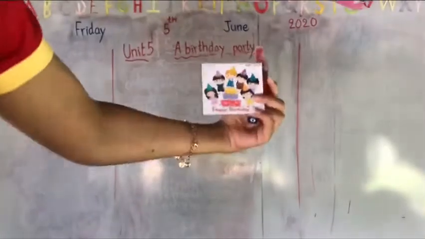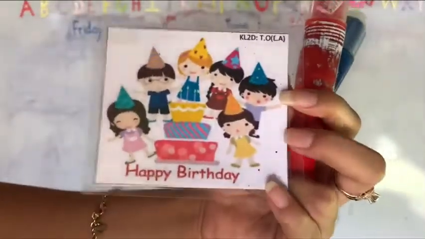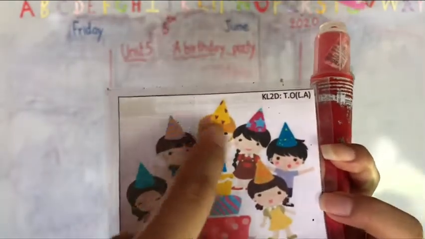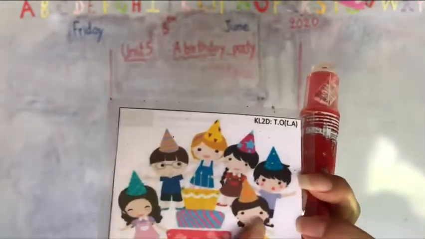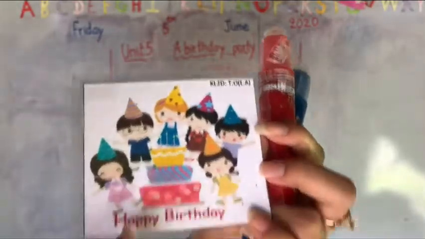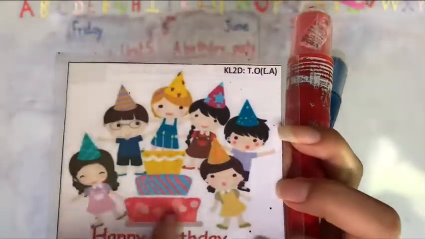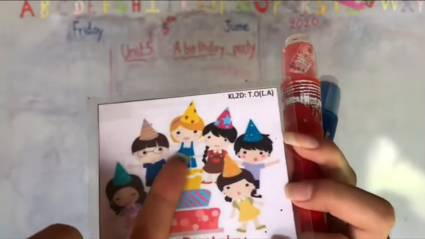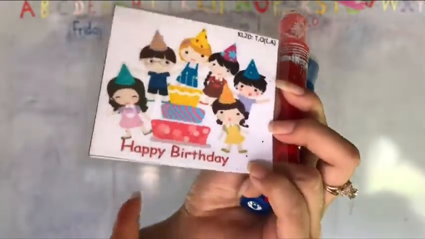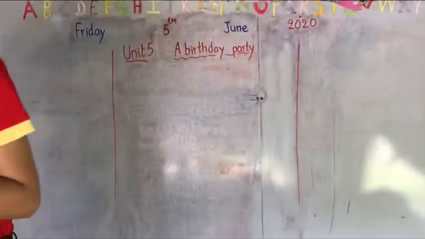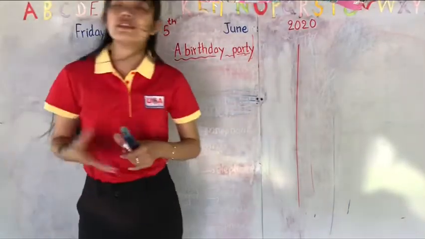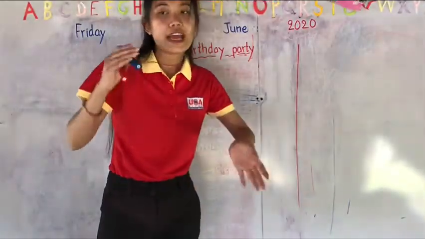Everyone, can you see this last card? Yep, so there are 6 people celebrating their birthday and saying happy birthday here. And you see the cake, you see the girl, boy, in this picture. So it is the day that you first celebrate it, and celebrate it in the next year and another next year.